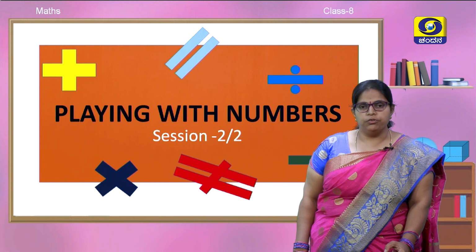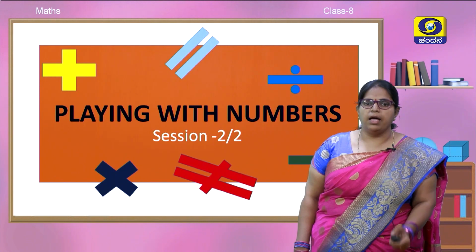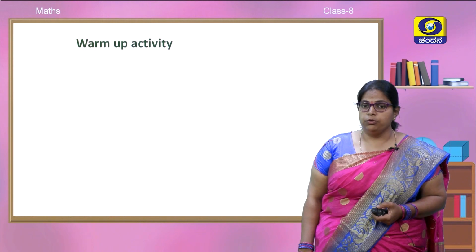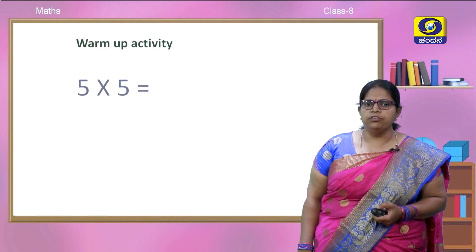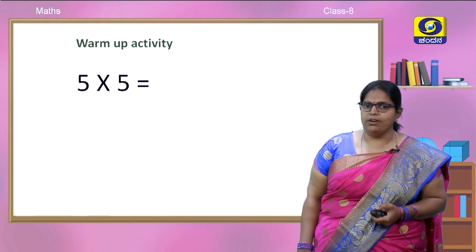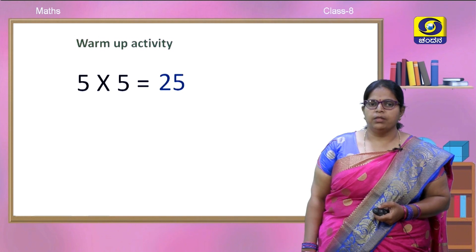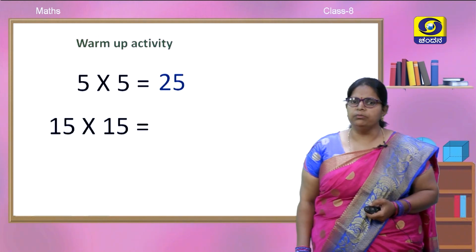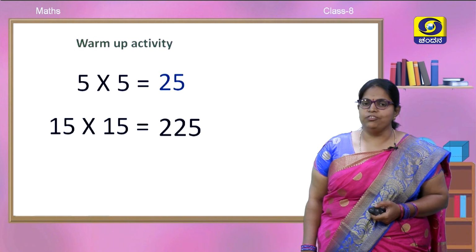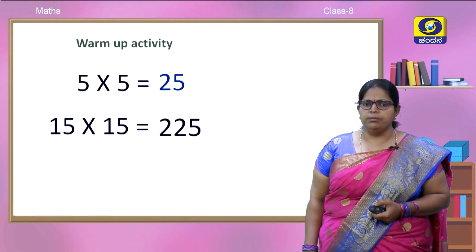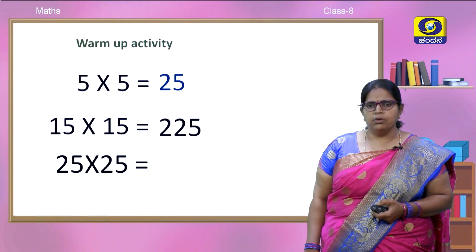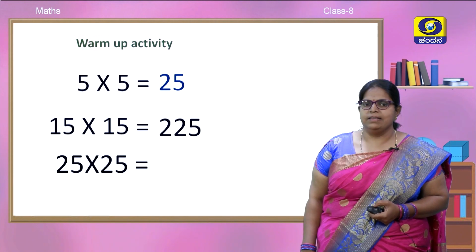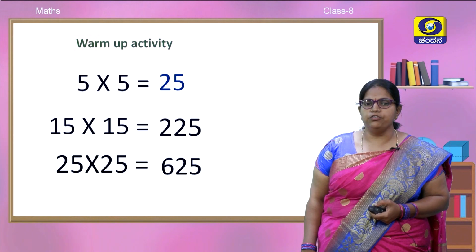Let us start today's class with a warm-up activity. Do you know multiplication tables? Now tell me fast. 5 into 5 is equal to? You are right, it is 25. 15 into 15 is equal to? Yes, it is 225. Now tell me, what is 25 into 25? Why are you taking so long? Are you multiplying? Yes, it is 625.